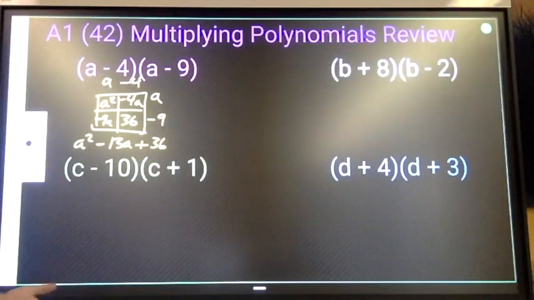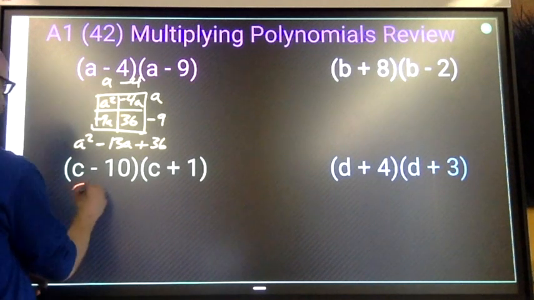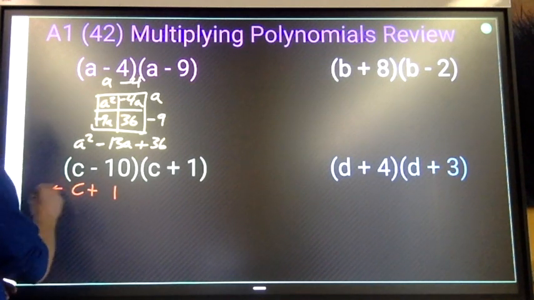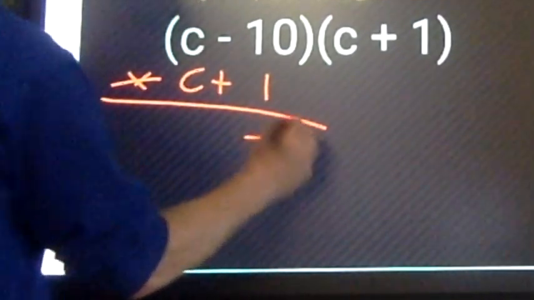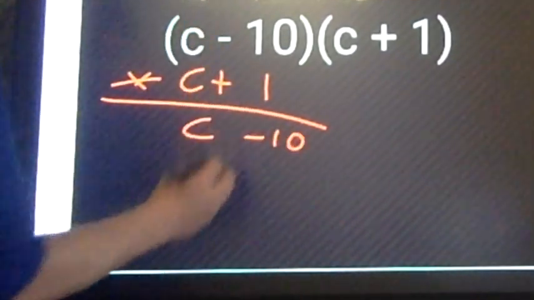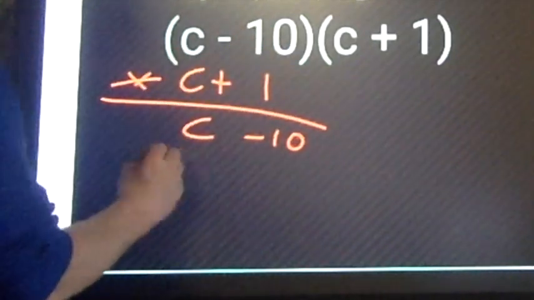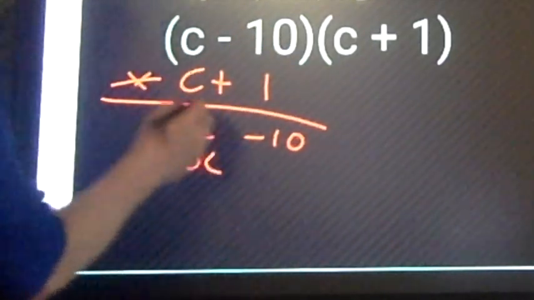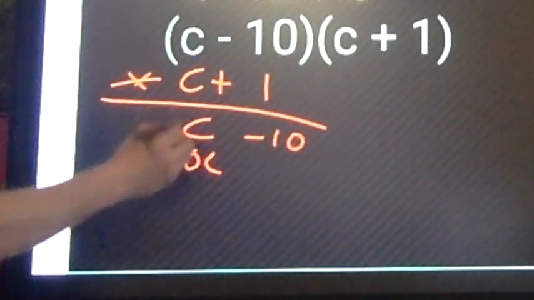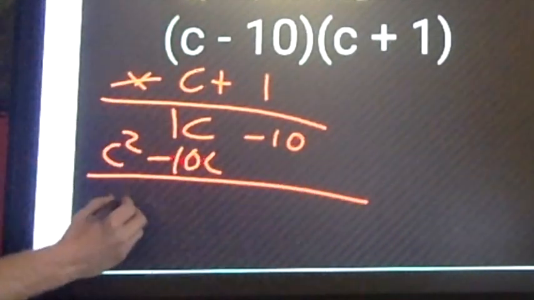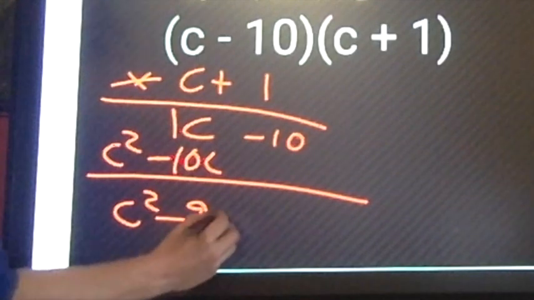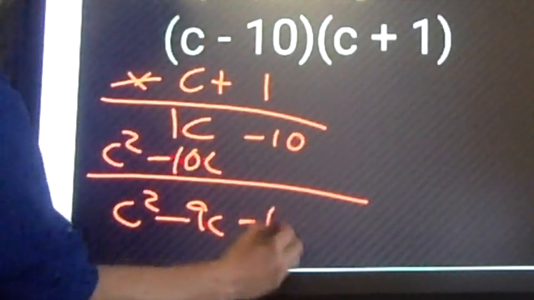All right, different method. 1 times negative 10 is negative 10. 1 times c is c. C times negative 10 is negative 10 c's. C times c is c squared. Final answer, c squared minus 9c's minus 10.